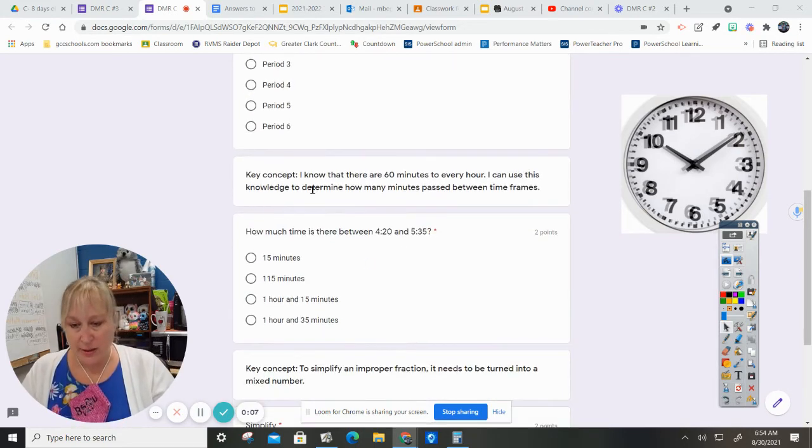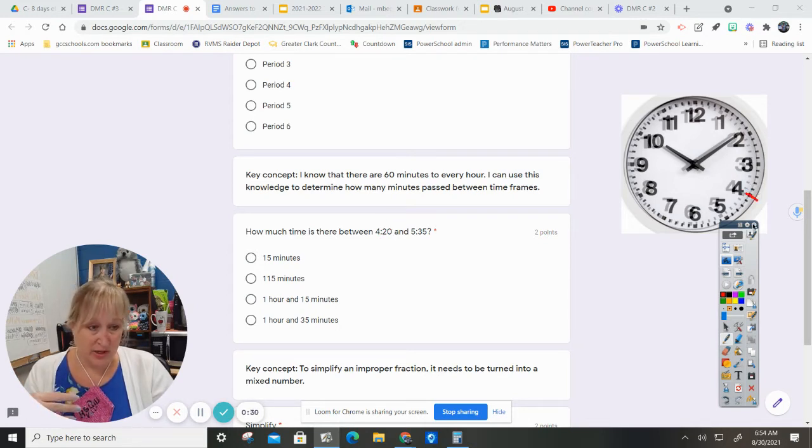We're working on elapsed time. I know that there are 60 minutes in every hour. I can use this knowledge to determine how many minutes passed between time frames. So for this problem, I'm going to approach it a little differently because I'm going from 4:20 to 5:35. So the first thing I'm going to do is try to figure out how many minutes to 5 o'clock.